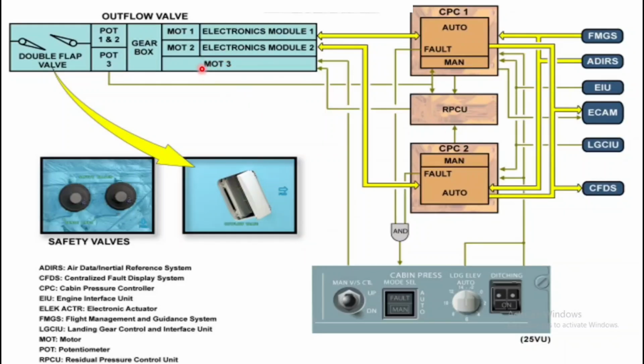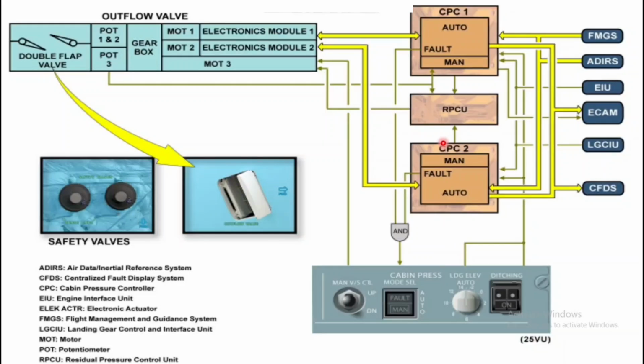Motor 3 is controlled from this toggle switch, and you have to activate the mode selector. Then the RPCU also, you can see there is a signal going from the RPCU. So this is good to know information. Motor 3 is a backup system for depressurization as well as manual control of the outflow valve.